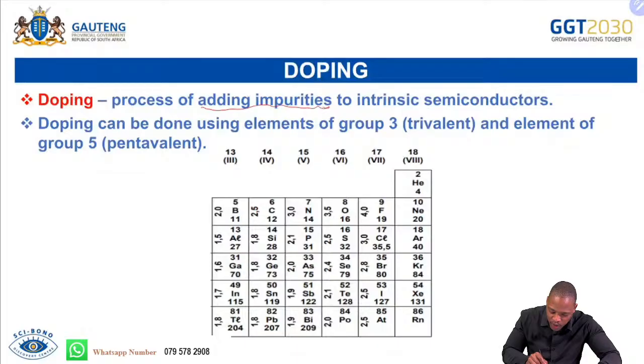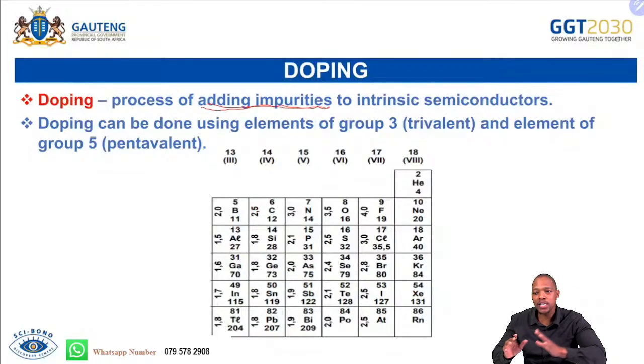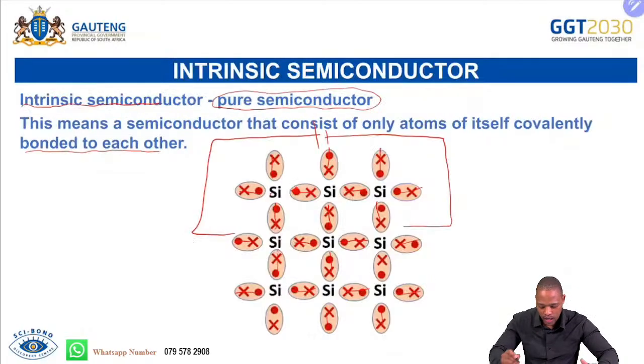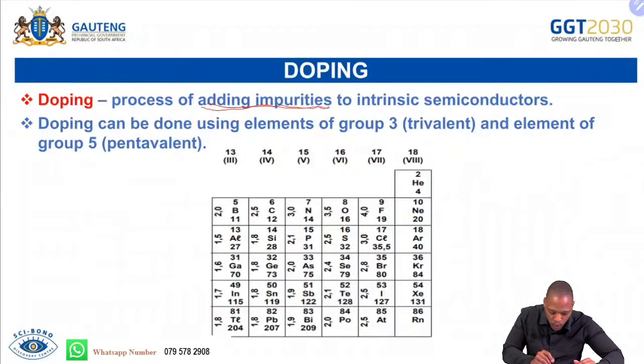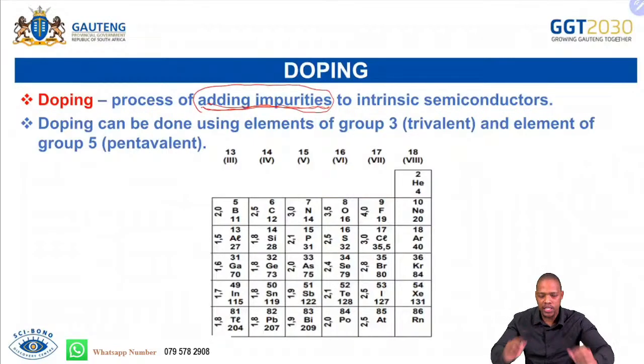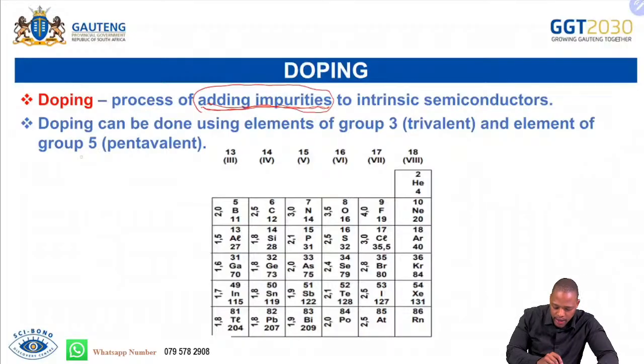So it's a process of adding impurities to an intrinsic semiconductor. You'd remember an intrinsic semiconductor, this one. We said this one is not going to conduct electricity. It's intrinsic, it's pure, everything is stable. It will only do that if I simply add impurities. So if I can add impurities to this intrinsic semiconductor, this semiconductor should start conducting electricity. So how do I do this doping? I can dope by adding impurities.